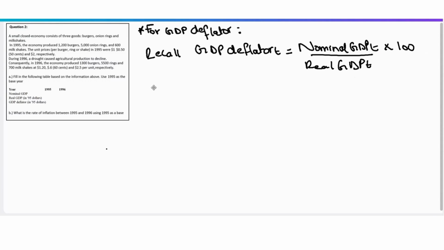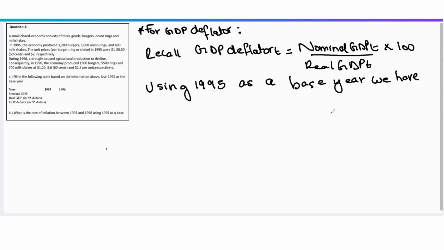Here the base year matters because GDP deflator depends upon real GDP, and the value of real GDP depends upon the base year because real GDP is calculated using base year prices. So if I use 1995 as the base year, then we can see what values we get for the GDP deflator. Let's first find GDP deflator for 1995.